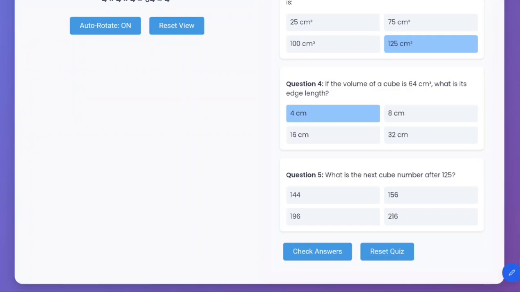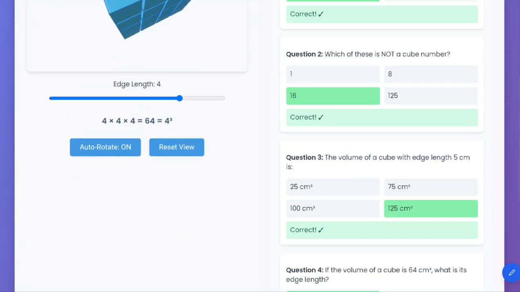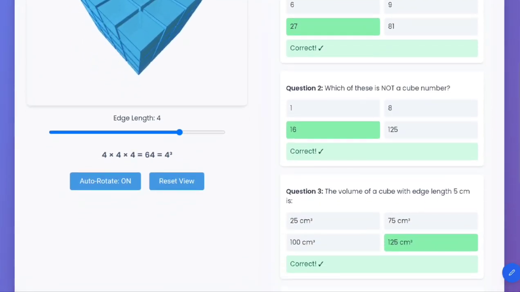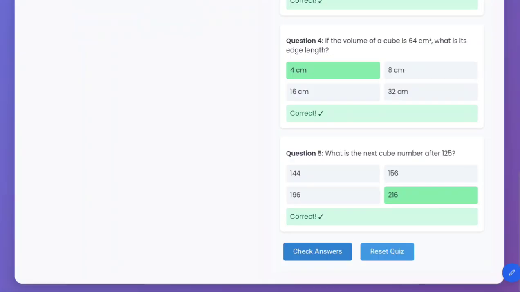Last question. What is the next cube number after 125? We just discovered that 125 is the cube of 5. Now 6 cube is how much? 6 times 6 is 36, and 36 times 6 is 216. So the answer is option D. Let us check the answers if we are correct. Yes, all of the answers that we just discussed are correct.